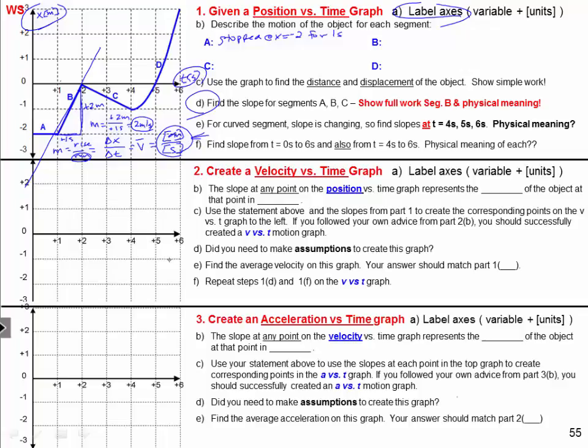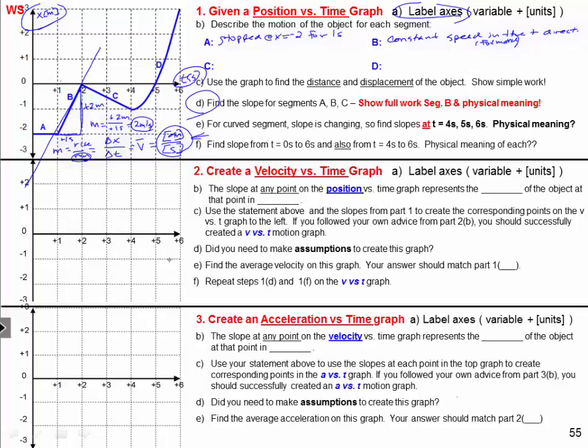So for segment B, we have a constant slope, but slope means velocity, so that means it's a constant velocity. So a linear piece of your function means it's a constant velocity, or speed if you want to keep it in simple words we talked about before. So I'm going to call this a constant speed in the positive direction, which means forward direction. The other way you could write this: you're moving at a constant forward speed, for segment B.